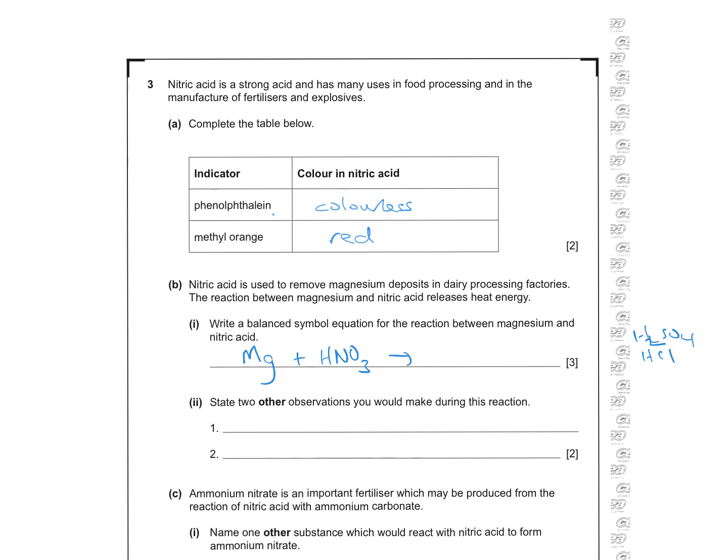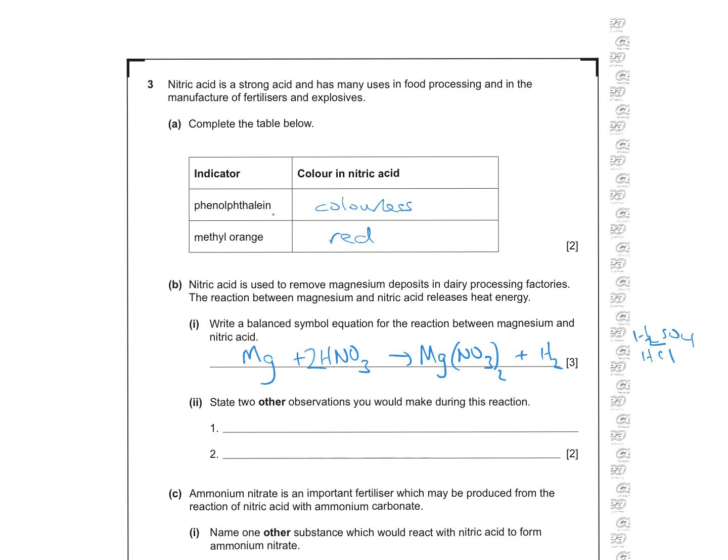And when you've got a metal and an acid, it gives a salt. So in this case, it'll be magnesium nitrate. And hydrogen, which you write as H2. It's a diatomic gas. We need to balance it because we've got 2 nitrates here, so we need 2 nitrates over on the left.